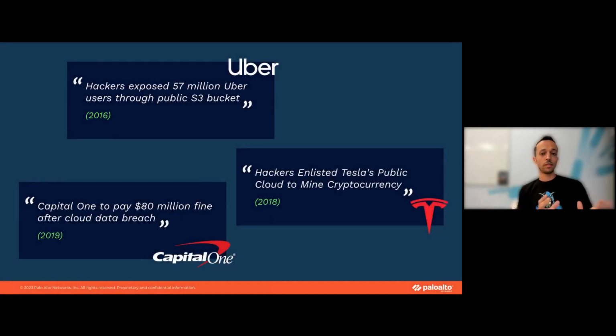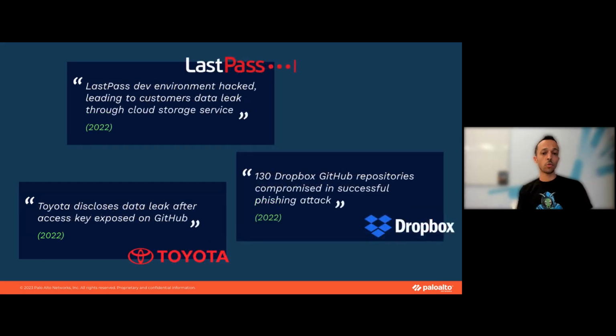So if we head back to these infamous cloud incidents from before, with known examples from years like 2016 and 2019, today we see more and more attacks against the cloud. However, these ones originate from the software delivery process. Let's see some examples just from the last year. LastPass had their dev environment hacked, leading to a big customer data leak through a cloud storage service. Dropbox had 130 GitHub repositories compromised in a successful phishing attack, and Toyota had an access key to their cloud disclosed in a public repository on GitHub.